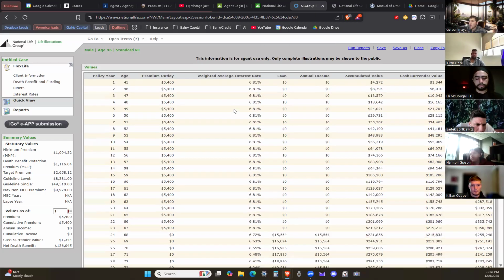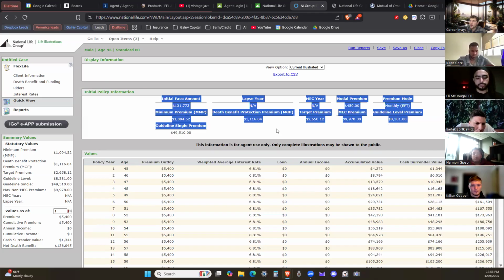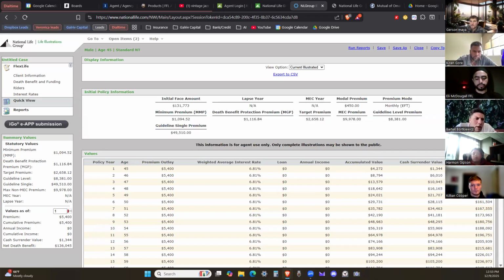Now, I do want to open it up for just a few questions because I know that was a lot. So looking at the illustration, what is their monthly premium with the accumulation total that they're putting in right now?